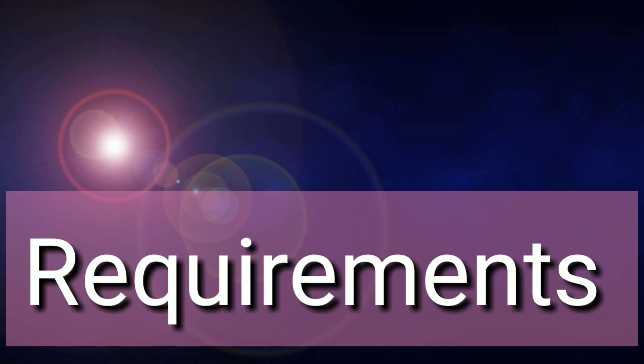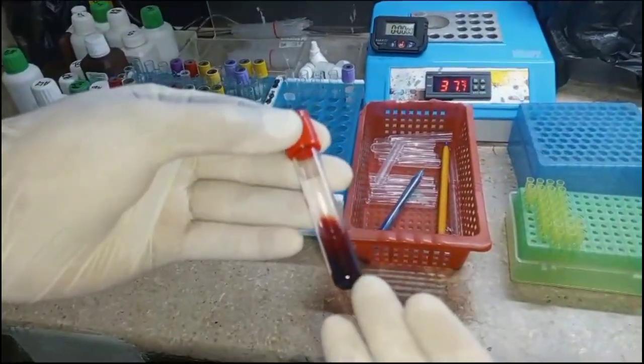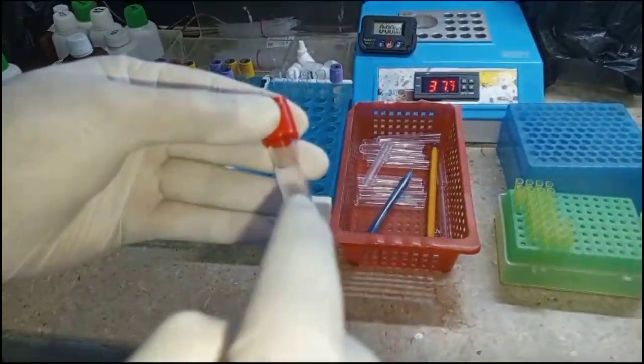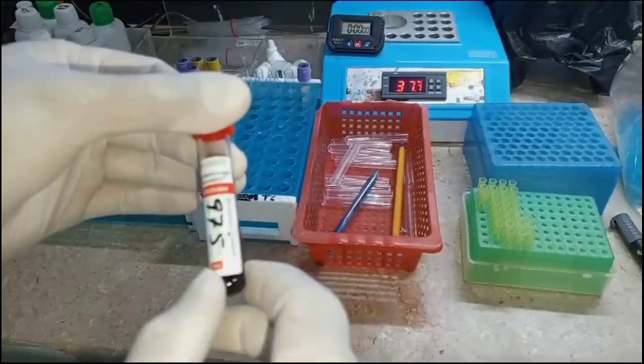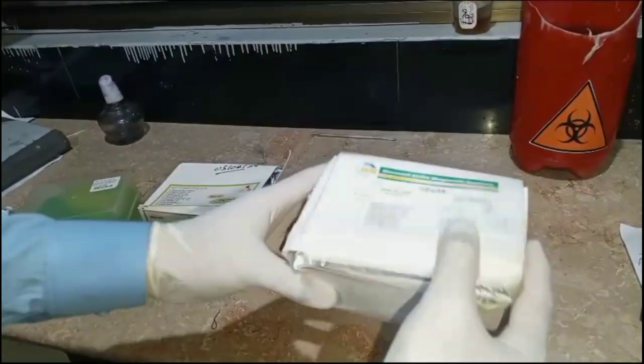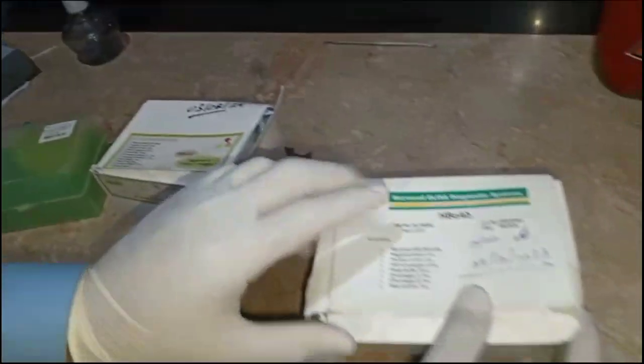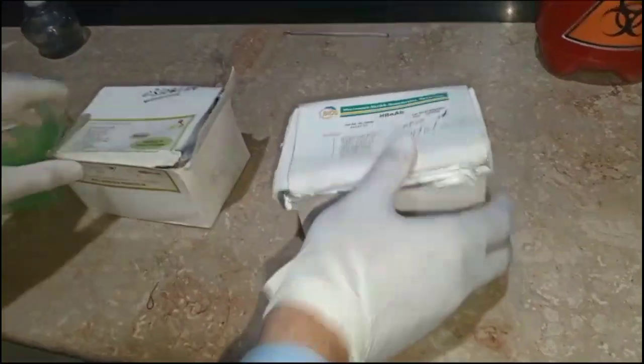Now let's see the requirements of the HBeAg and HBeAb test. For this test we need the patient's blood in a red cap tube, or we can also take it in a gel tube. We need an HBeAg and HBeAb kit, as you can see. So this is the Ag and Ab ELISA kit. This is the HBeAb ELISA kit, and this is the HBeAg ELISA kit.